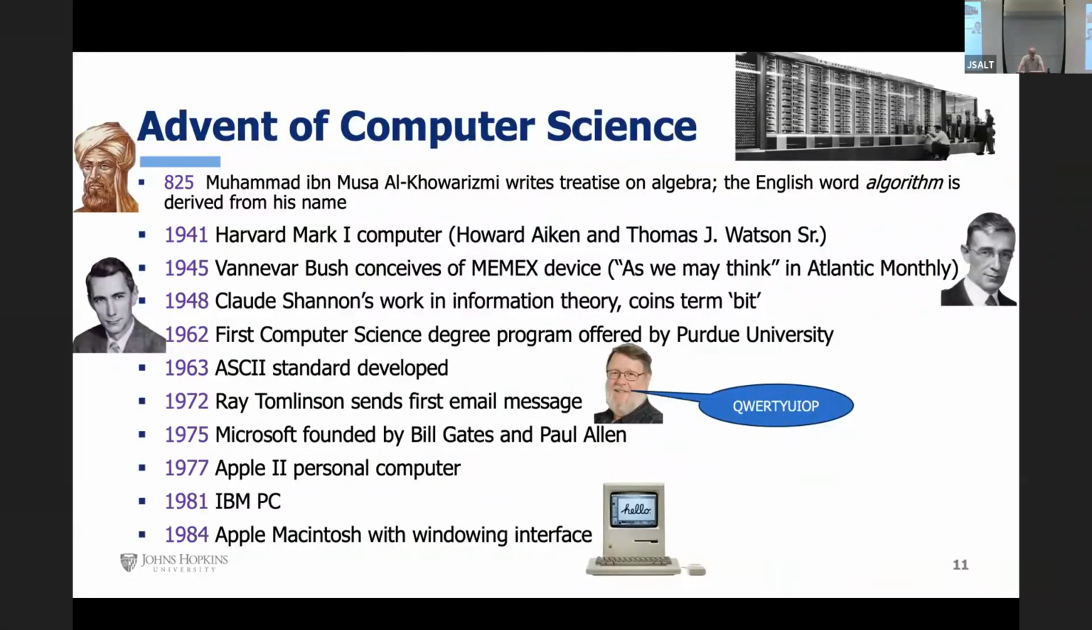Computer science comes along. I guess in 825, we found out what an algorithm was. Skipping all the way to 1941, that picture on the upper right is the Mark I computer. And that's probably some small portion of what's living in your watch now.